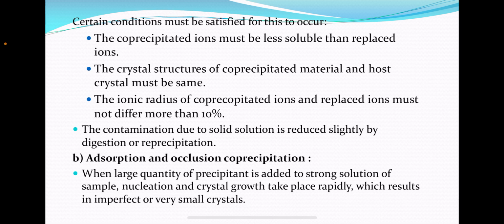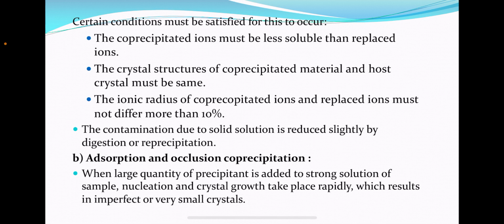And the third one is the ionic radius of coprecipitated ions and replaced ions must not differ by more than 10%. Okay, so the ionic radius also should be nearly equal. If we study the ionic radius of silver chloride and silver bromide, we will not observe a difference which is more than 10%. So that is why the chloride can get easily replaced by bromide ions in the precipitation of silver chloride to silver bromide.